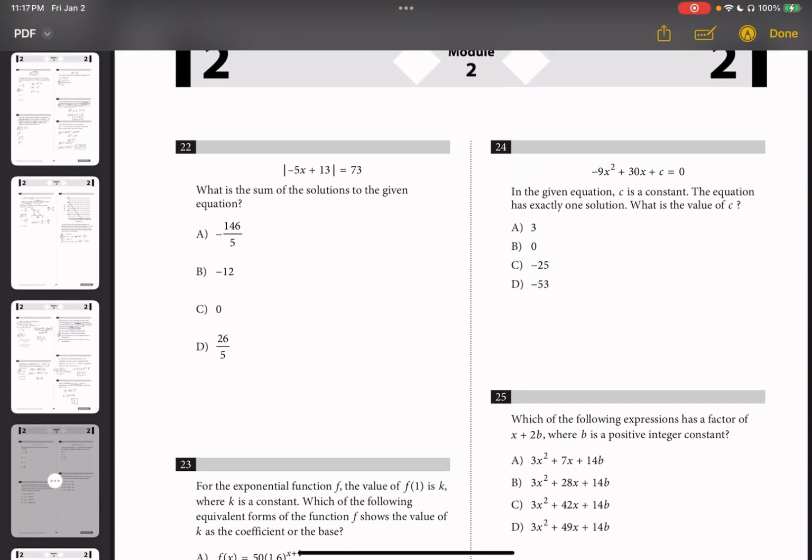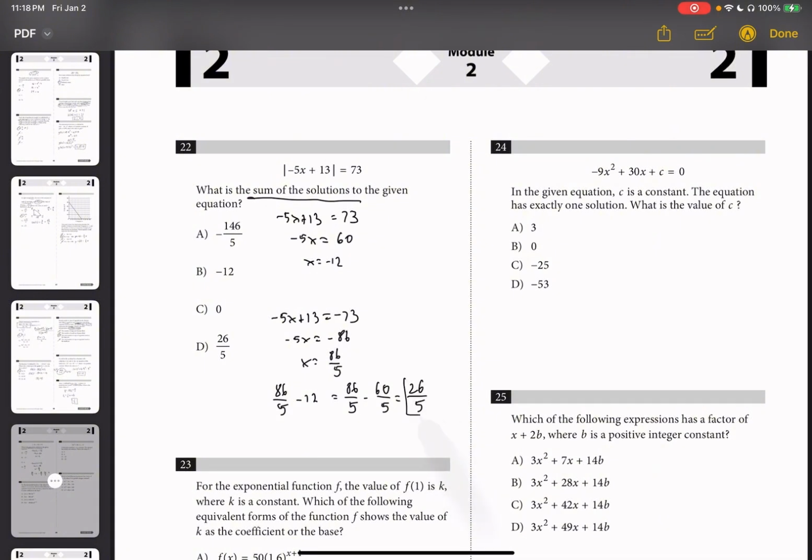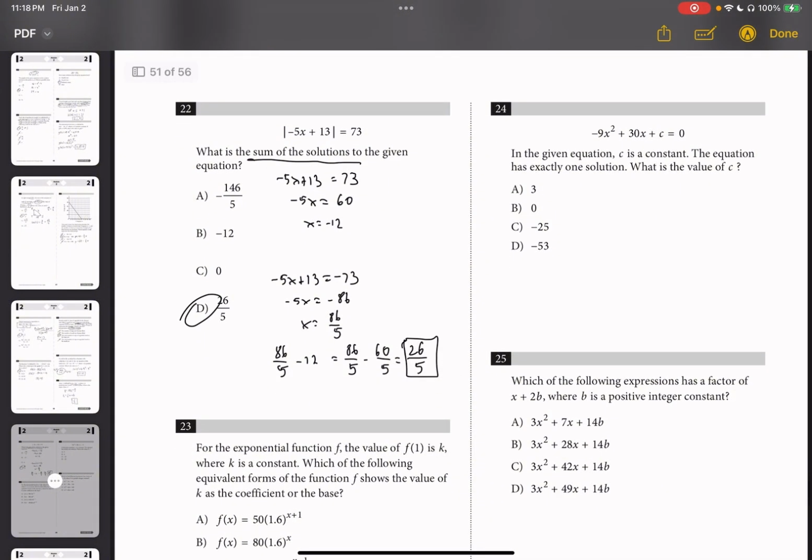Question 22. What is the sum of solutions to the given equation? Well, when we take away the absolute value, we get 2 possible solutions. So we're going to solve this one first. So negative 5x equals 60. So x is equal to negative 12. And then negative 5x is equal to negative 86. So x is equal to 86 over 5, and then it's asking for the sum of the solutions, so we're going to add these together. So this is going to be equal to 26 over 5, and that's answer choice D.